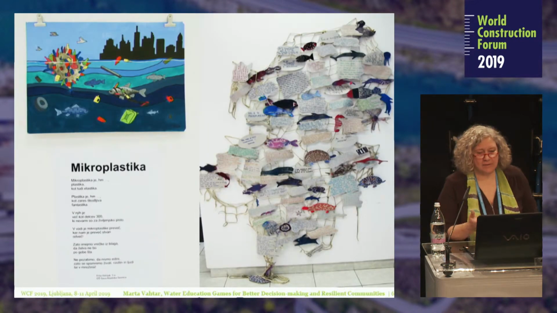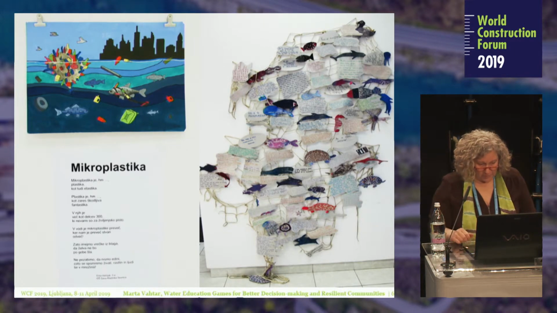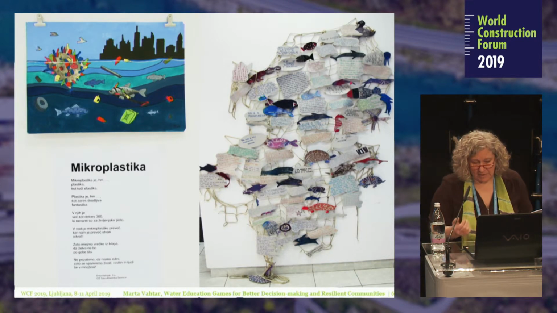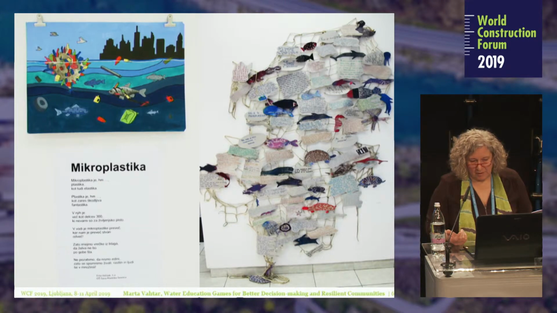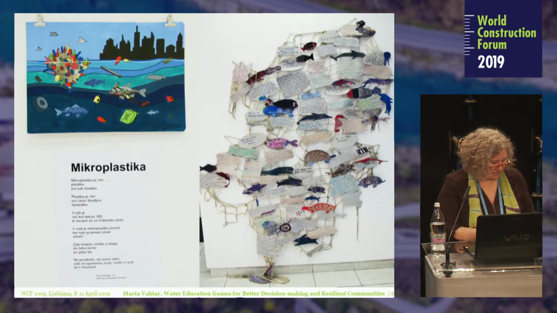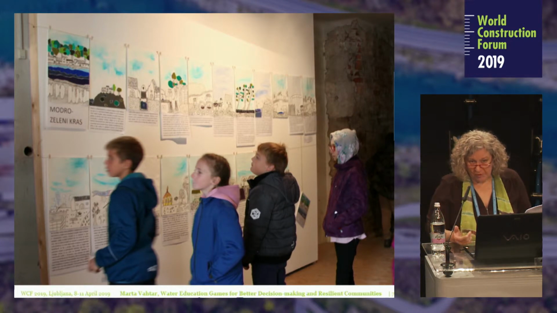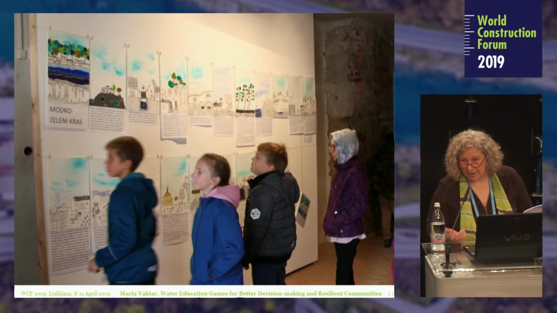Then these are examples from the competitions on microplastics. Here is a drawing and also a poem on the topic of microplastics. And here is a large collective work that kids provided thinking about microplastics. So this is another example when they were thinking about blue-green infrastructure in the cities through creating a fairy tale.